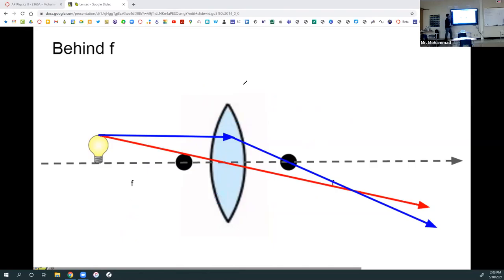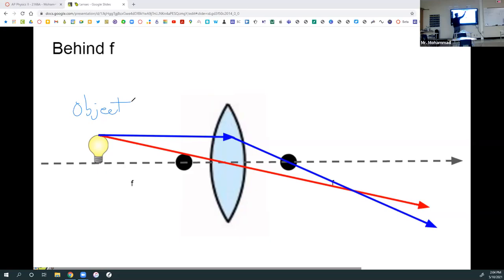So if you have an object behind the focal length, so this is our object. Now, what we're trying to do is triangulate where, actually not really triangulate, it's only two lines. There are three potential lines we could draw, but if we follow any two of those and see where they meet, we can determine where an image will be formed.